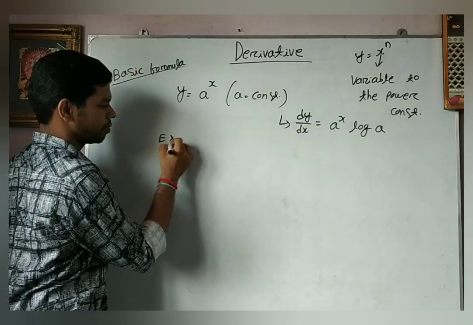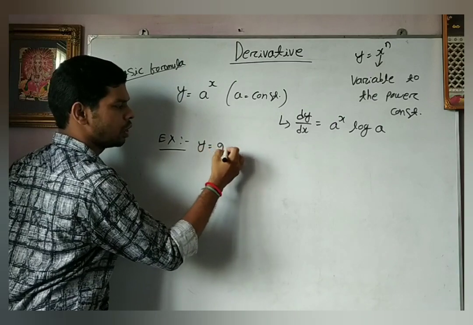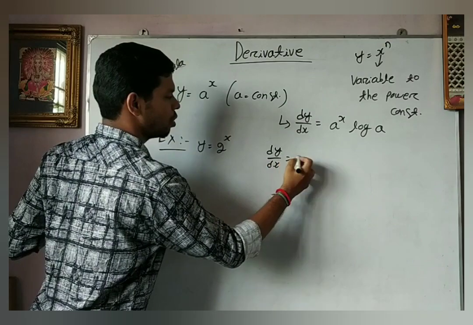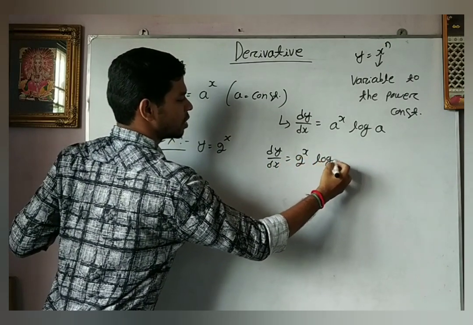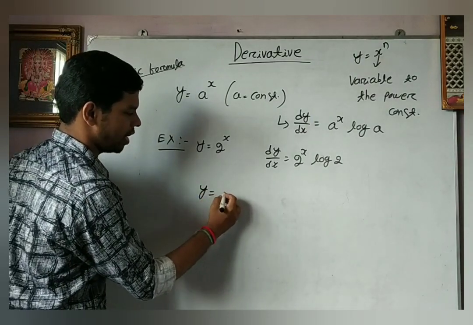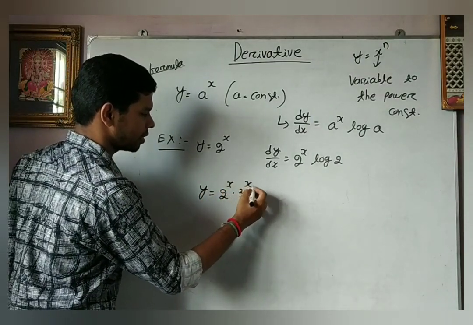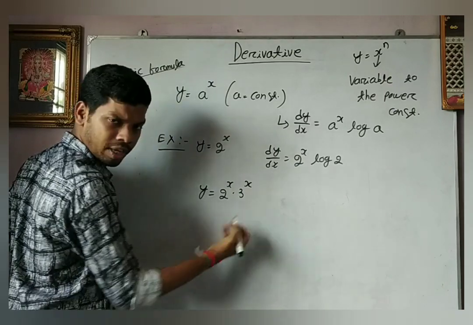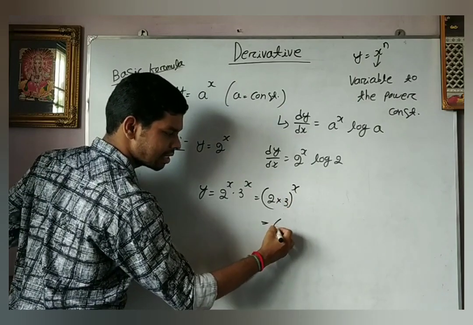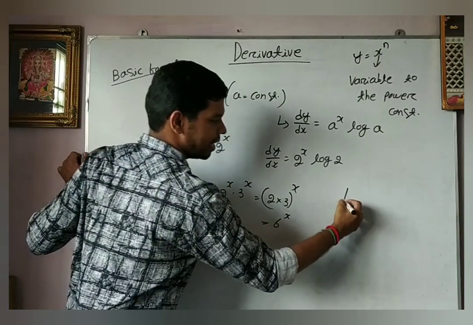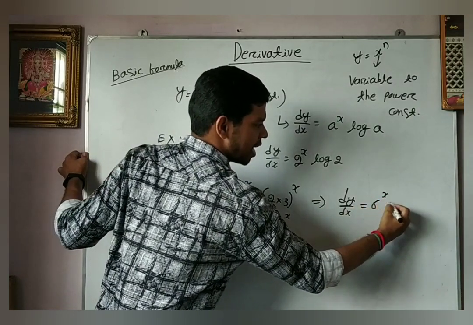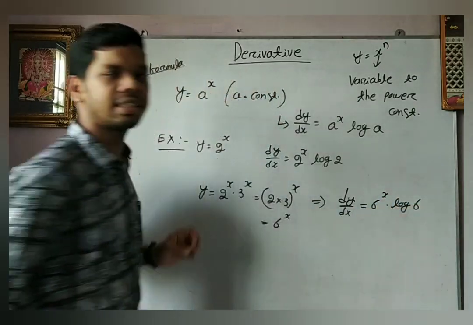For example, y equal to 2 to the power x, and dy by dx equal to 2 to the power x log 2. Next example, y equal to 2 to the power x into 3 to the power x, and you can write this as 2 into 3 whole to the power x, that is 6 to the power x, and dy by dx is equal to 6 to the power x into log 6.